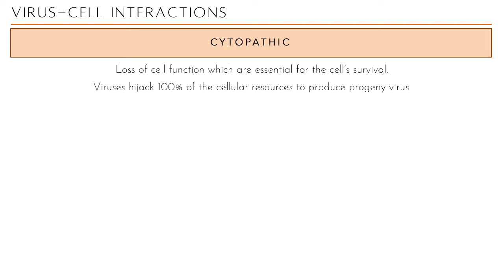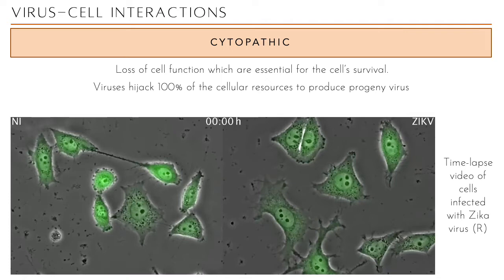In the cytopathic virus-cell interaction, there is loss of the cell functions which are essential for cell survival. In other words, 100% of the resources of the cell are now focused on viral resources instead of cellular resources to produce progeny virus. So this is an example of that. This is a time-lapse video of cultured cells infected with Zika virus. The one on the right would be the cells infected with Zika virus.